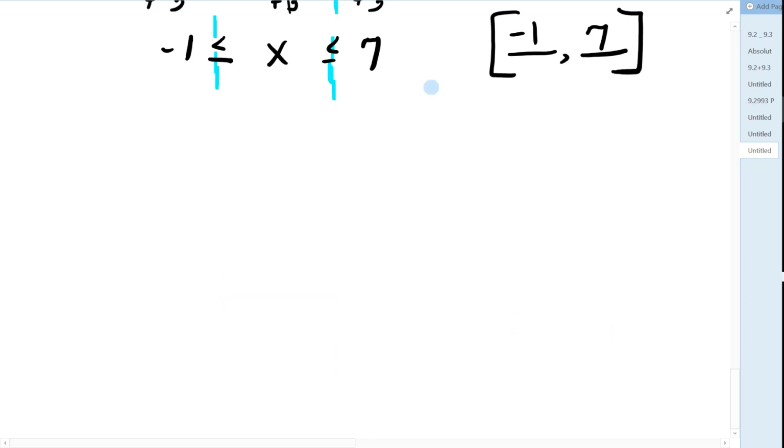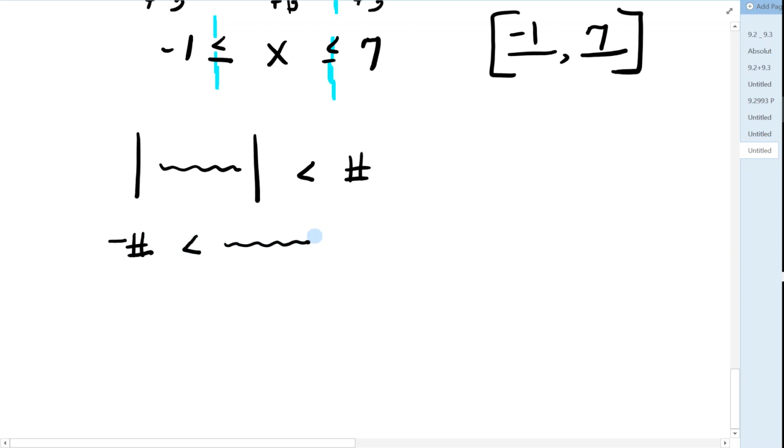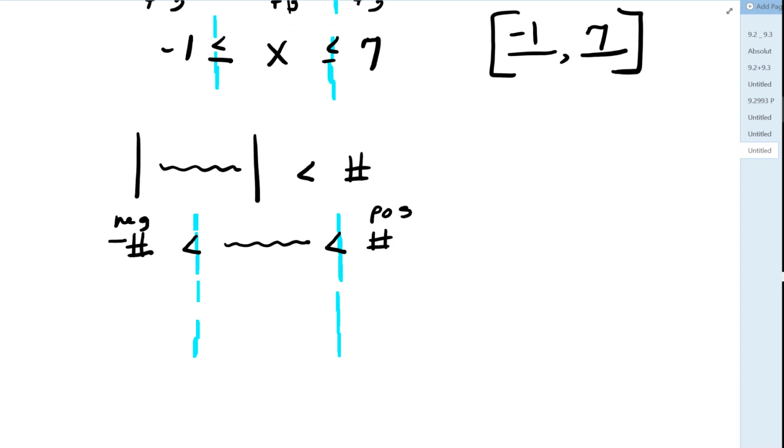So as a little bit of a summary, if you have the absolute value of an expression and it's isolated and it's less than some number, then you take the negative of the number, less than whatever the expression is, less than the positive of the number. All right, so it goes between them. Then you may or may not have to solve a 3-part inequality. All right, that'll be enough for this video, and then we'll go on to the final part.